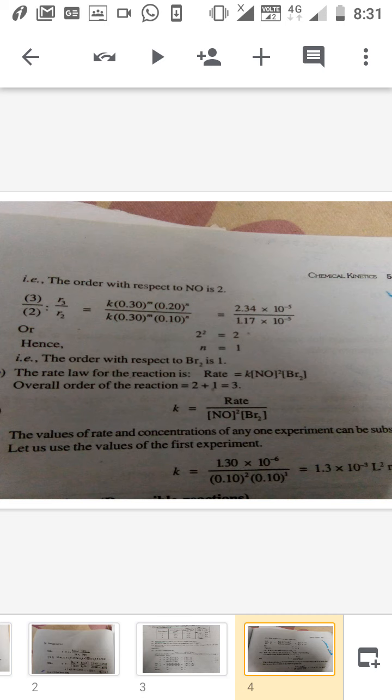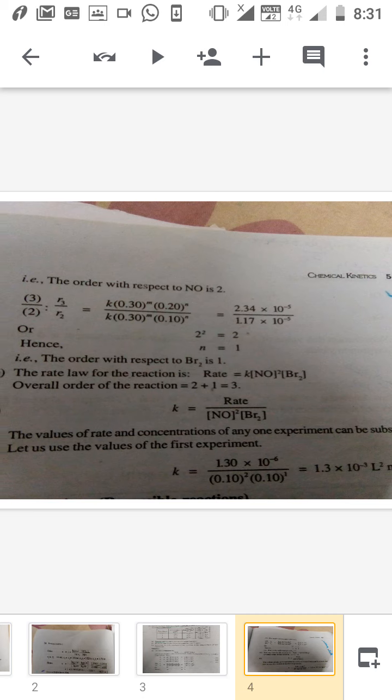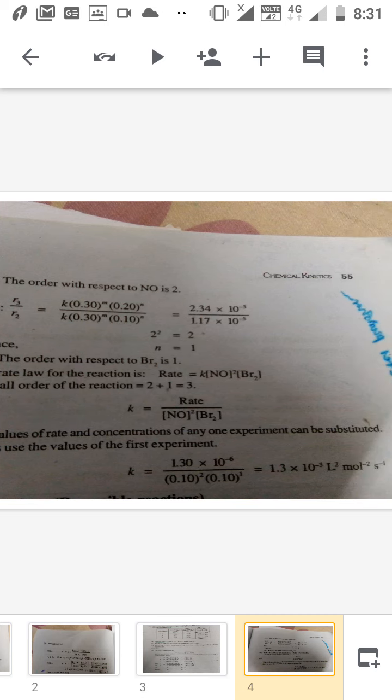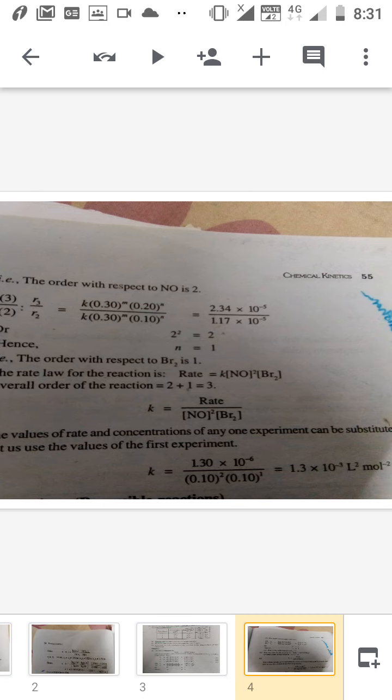Next is the overall order of the reaction, that is 3, and the value of the rate constant can be found by substituting the concentrations of any one experiment. Let us use the values of the first experiment. So K is equal to 1.30 into 10 to the power minus 6 divided by 0.10 to the power 2 into 0.10 to the power 1, that's equal to 1.3 into 10 to the power minus 3, sorry, minus 3, liter square mole inverse, that is mole raised to minus 2 and second raised to minus 1. It's a simple problem.